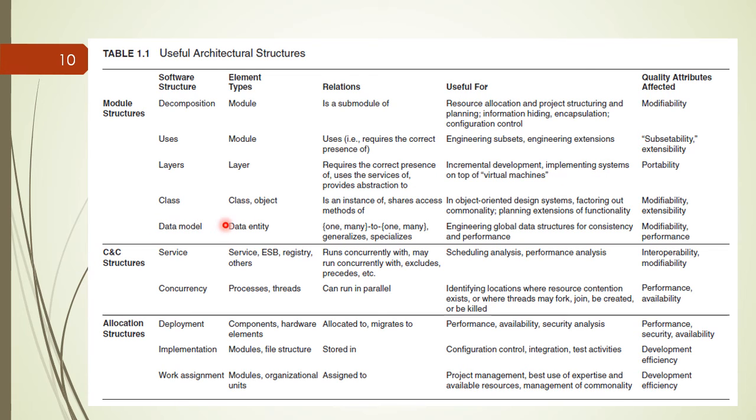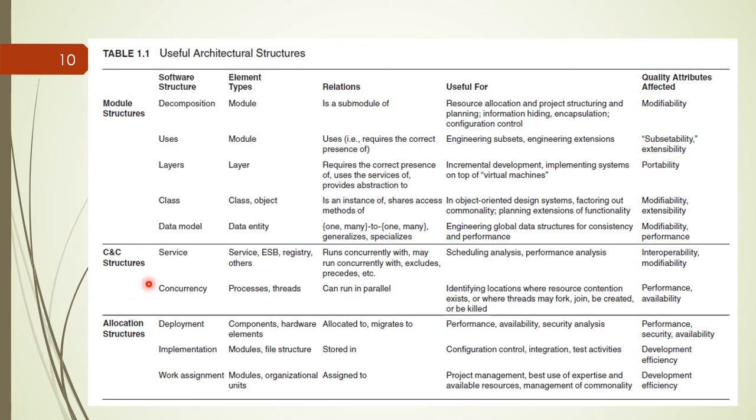Then data model, which uses one-to-many and many-to-one relationships, generalizes and specializes, engineering global data structures for consistency and performance. This is its usefulness, and performance and modifiability are the quality attributes.